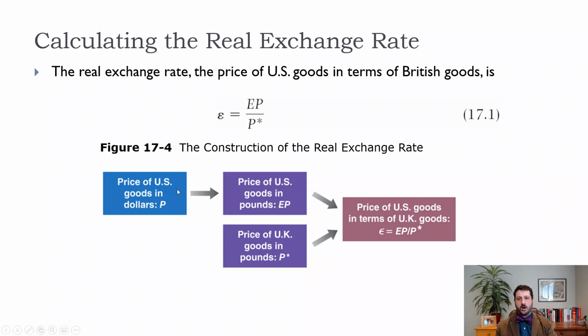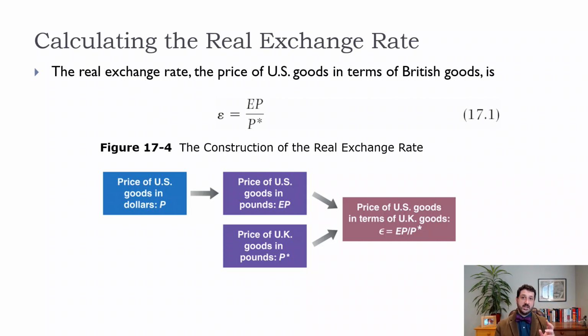So the price of U.S. goods in dollars is P, right? So that could be the CPI, it could be the GDP deflator. And in order to get the price of U.S. goods in pounds, we multiply by E, right? So E is the exchange rate, that's pounds per dollar. So P is in dollars. We multiply by E, the dollars cross out, we get U.S. goods in terms of pounds, that's EP.